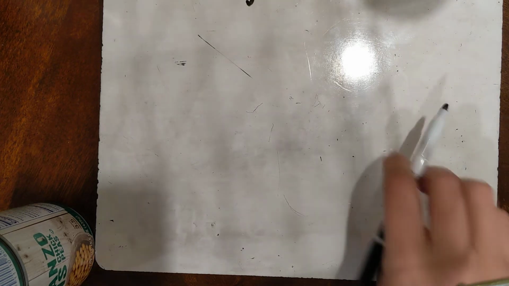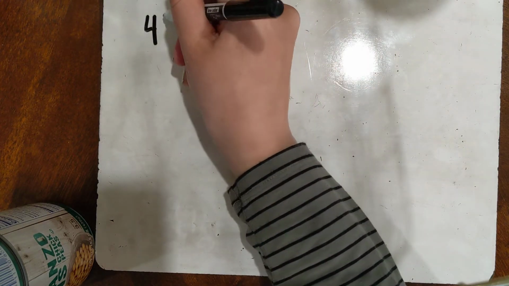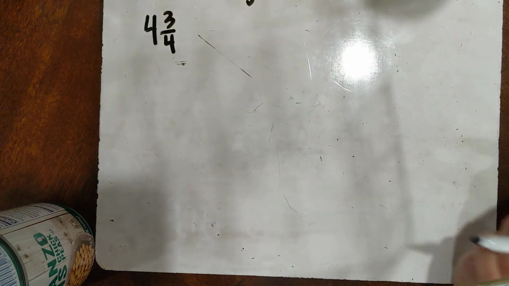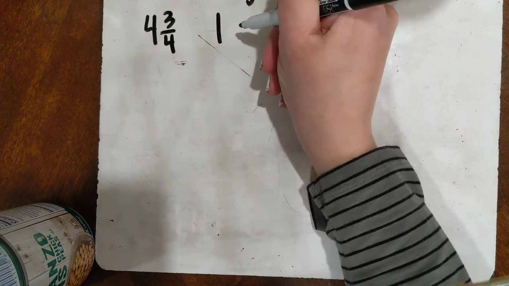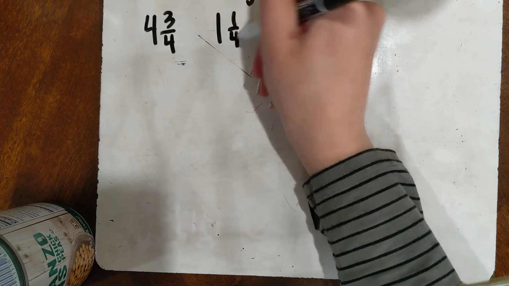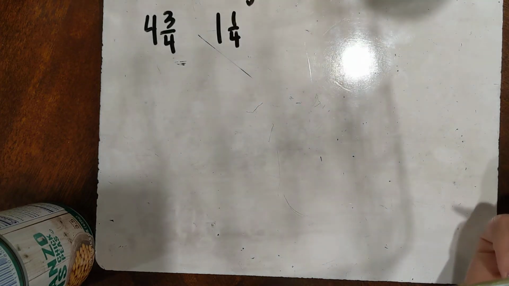So the first way that we're going to do that is writing each mixed number as an equivalent improper fraction. Okay, so we want the equal improper fraction. So if Olivia had 4 3/4 boxes of games and she gave 1 1/4 boxes to her brother, how many boxes of games does she have left?